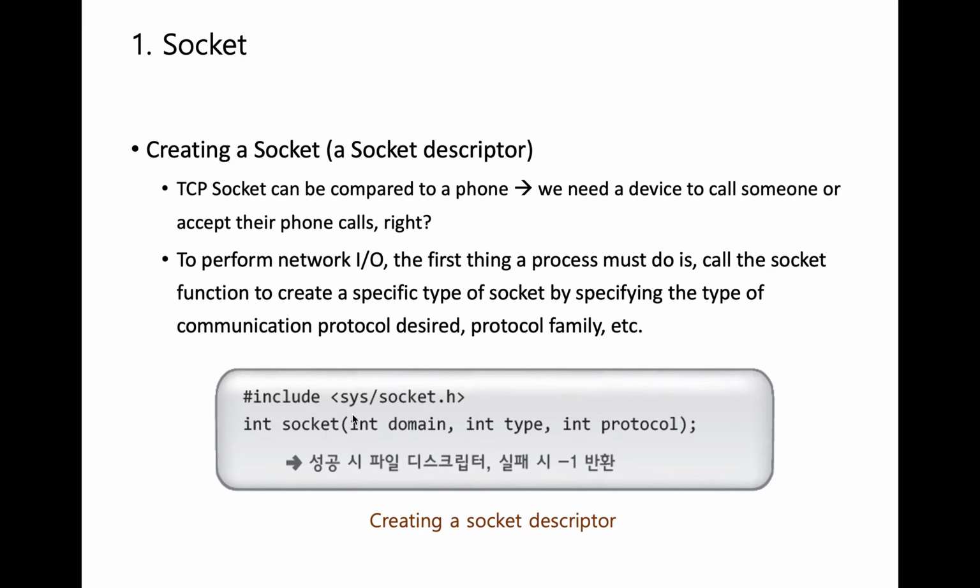So this function is within this header file, so whenever we want to create a new socket, we will have to include this header file. And then we can call this function that contains 3 arguments, which are domain, type, and protocol. For now, we can just focus on the type and protocol. Like here, we said there will be a communication protocol desired and a protocol family, right? And there are a lot of protocols, but for now let's consider just TCP and UDP.